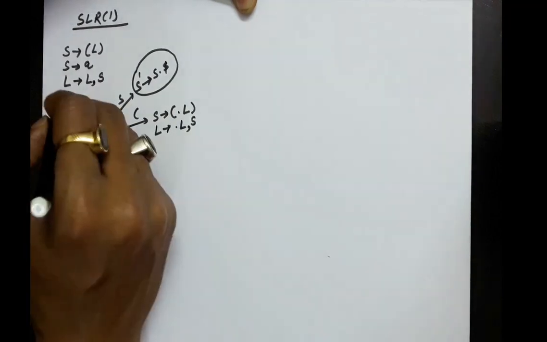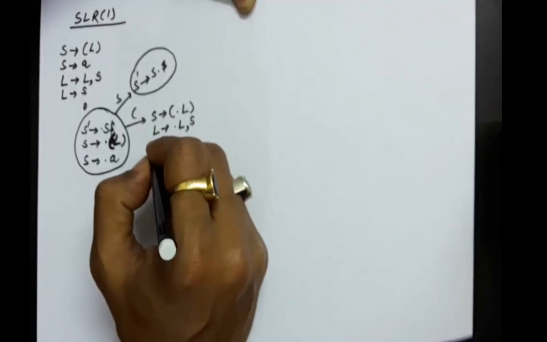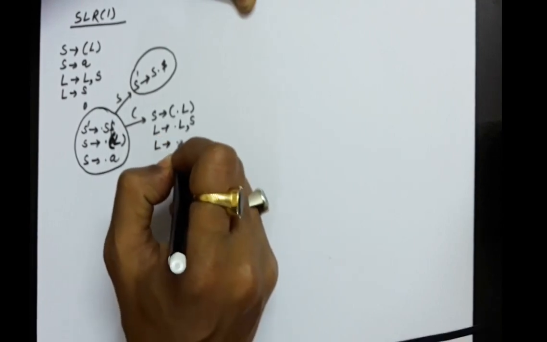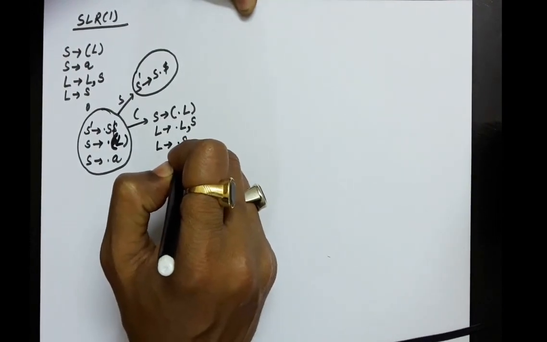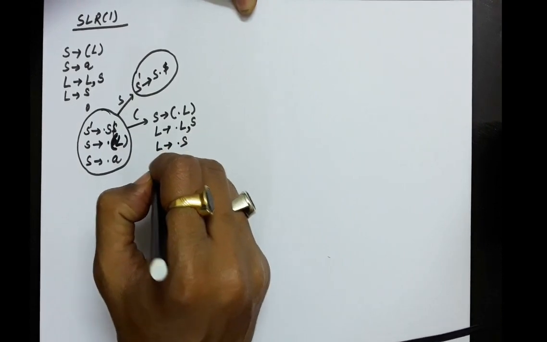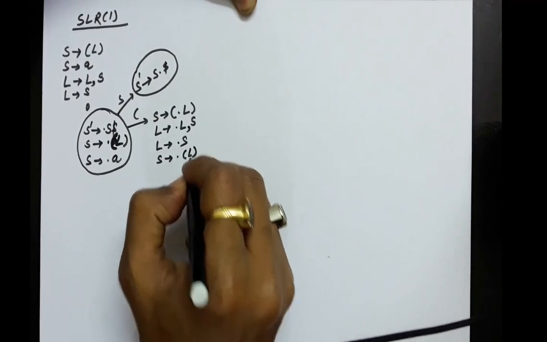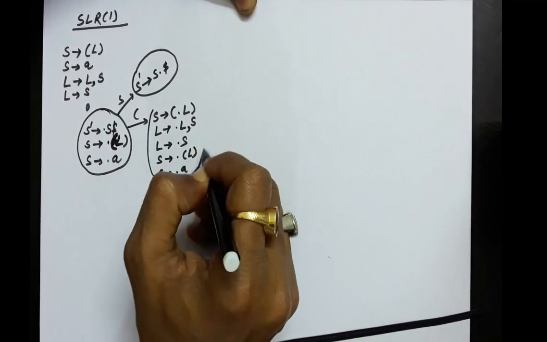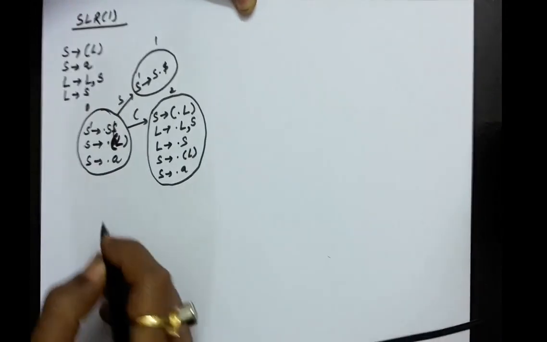Let's say we have one more production, L produces S. So we will be taking L produces dot S, and since there is a non-terminal S after the dot, all the productions starting with S with a dot in the beginning. S produces this one and then S produces dot a. So there are so many items in this state. Let's number this as state number 2.